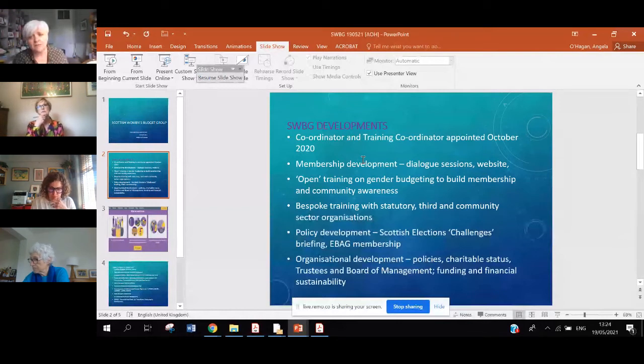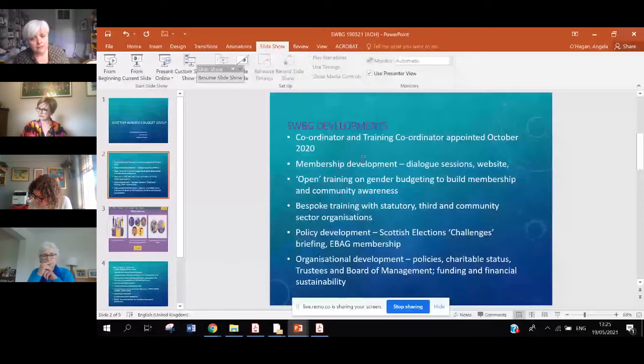including open training on gender budgeting, membership, building awareness across community organisations, and building confidence in gender budget analysis. We do what lots of us do in gender budgeting: try to debunk the myths of the complexities of budgeting, the complexities of economics, and to put gender analysis and women's experience central to that analysis. And Sarah and Heather, along with the Board of Trustees and Board of Management, have been working on bespoke training opportunities with statutory, third and community sector organisations.